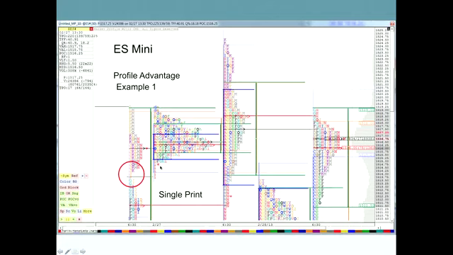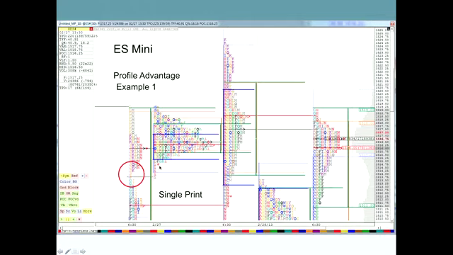Now, an interesting thing happens, and which period does it happen in? The very last period of the day, of the evening session. Period I. All right? What happened in period I that is so interesting? Period I drops down and comes right back to the single print. Why didn't we close down here at the single print and instead ended up closing up there?